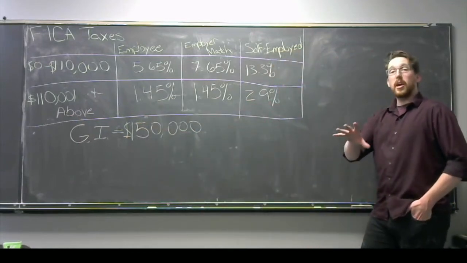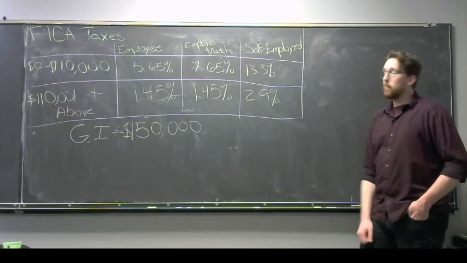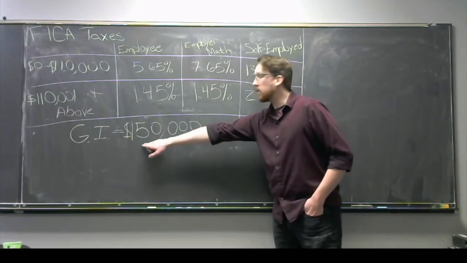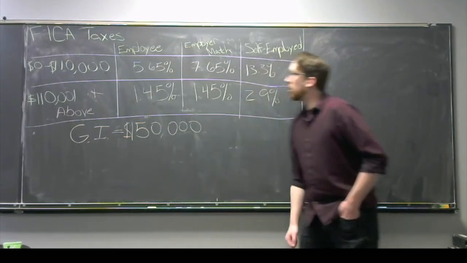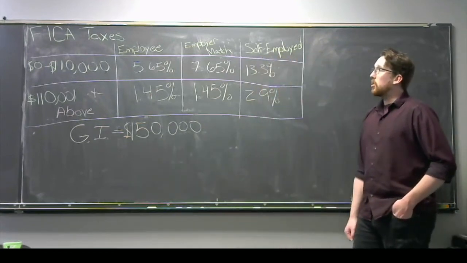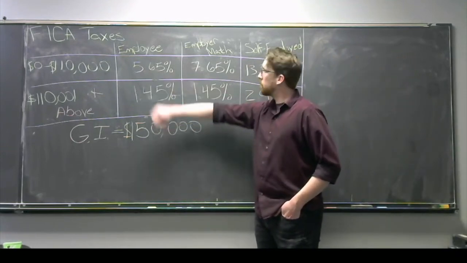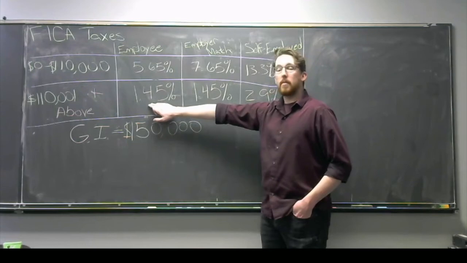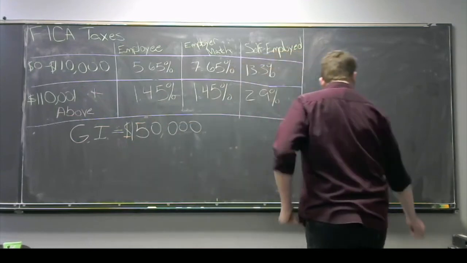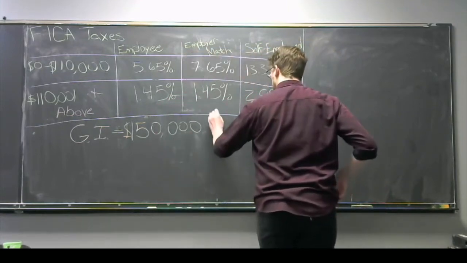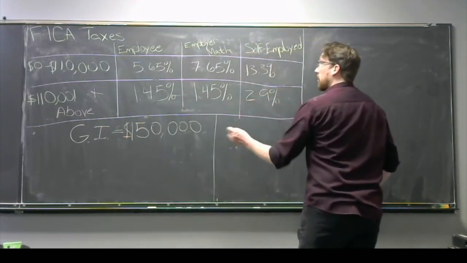So if we wanted to calculate for you as an employee what your FICA taxes are going to be, assuming you make $150,000 in a year, we would take the first $110,000 and tax it at 5.65%. And we would take the remaining amount and tax it at 1.45%. So what does that look like? Well, it would look something like this.